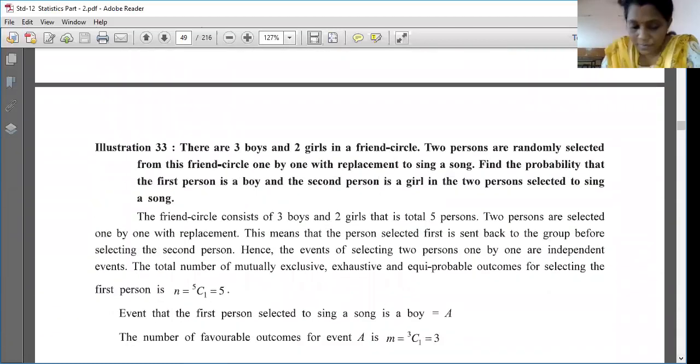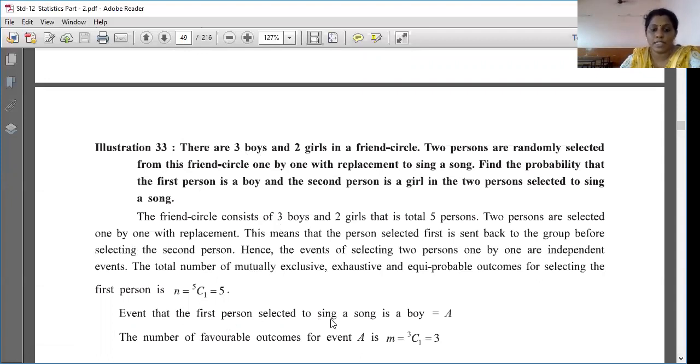Now next. Next question is: there are 3 boys and 2 girls in a friend circle. 2 persons are randomly selected from this friend circle one by one with replacement to sing a song. Find the probability that the first person is a boy and the second person is a girl in the 2 persons selected to sing. Now the total persons are 3 plus 2, that is 5, so your n will be 5C1. And event A is that the first person is a boy and the second person is a girl.